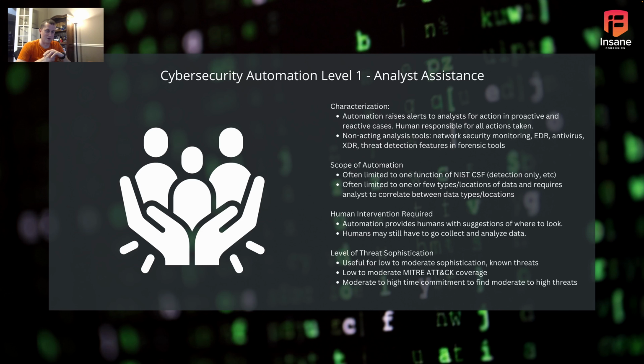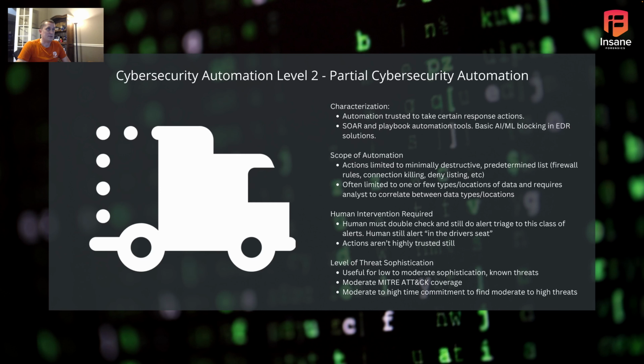And again, there's still going to be a moderate to high time commitment to find moderate to high threats. So it's still not very efficient by time or just by workforce power. As we get into level 2, right, the automation starts to get some ability to respond.